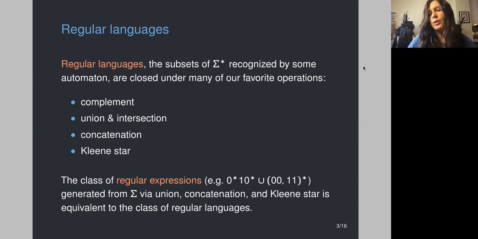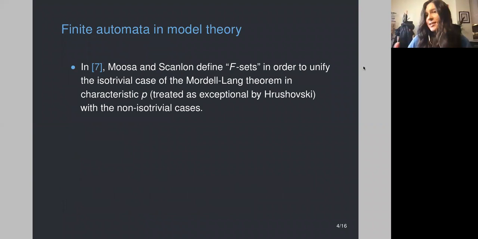Right. So what does this have to do with model theory? Well, there have been some very interesting connections, and I'm going to talk about a few. In a paper of Rahim Moosa and Tom Scanlon, they define this construction called F-sets, which they use to unify the isotrivial case of the Mordell-Lang theorem in characteristic p, which was sort of treated as an exceptional case by Hrushovski. He dealt with the isotrivial case separately in characteristic p from the non-isotrivial cases. And then Rahim and Tom found a construction that allowed them to unify the argument across the isotrivial and non-isotrivial cases. I'll give a reference for that at the end.